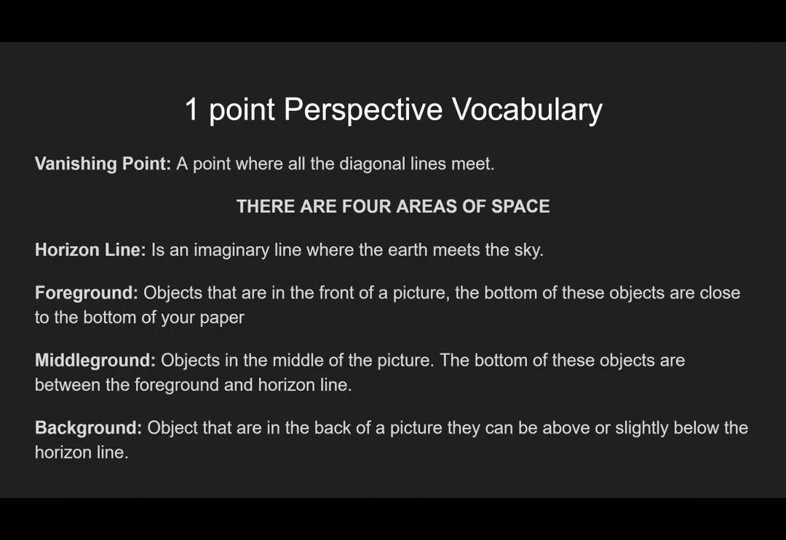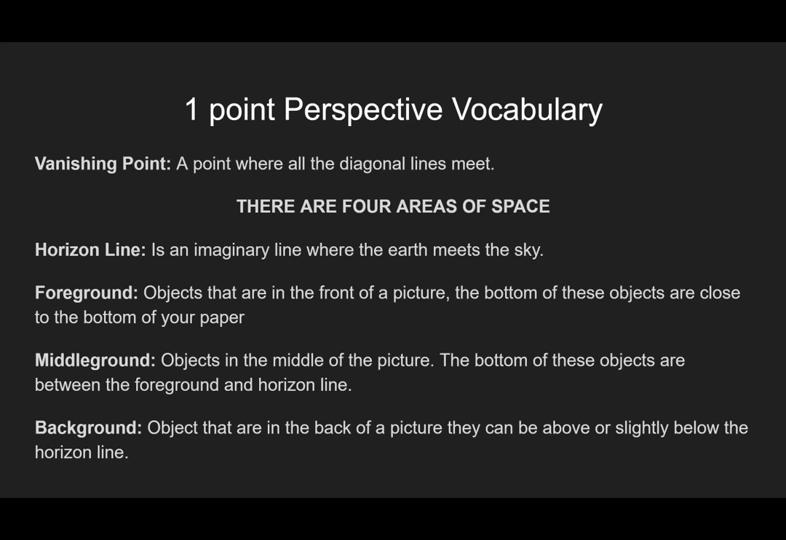In order to draw those livable spaces, we use a system called one-point perspective. Part of one-point perspective includes a vanishing point, which is a point where all the diagonal lines meet. It also includes the four areas of space, which are the horizon line, which is an imaginary line where the earth meets the sky, the foreground, objects that are in front of a picture.